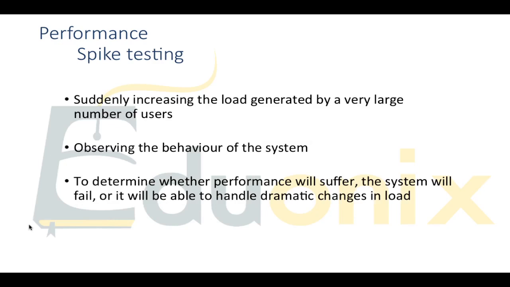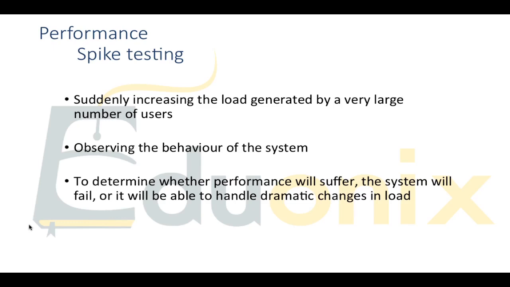Spike testing. When you think of spikes, you generally think of electronic spikes. Exactly the same principle, but slightly different. Spike testing is done by suddenly increasing the load generated by a very large number of users and observing the behavior of the system. The goal of spike testing would be to determine whether performance will suffer, if the system will fail, or if it will be able to handle dramatic changes in load.